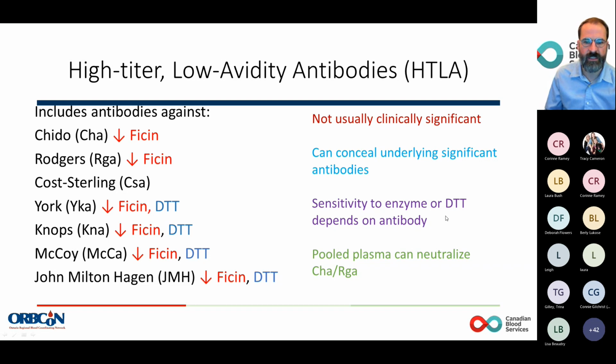Their sensitivity to enzymes or DTT depends on the specificity they're showing. Most of them have some sensitivity to Ficin, where they'll be decreased with Ficin treatment. Some of them decrease with DTT treatment. The Cost-Sterling one is unique in that it doesn't really get affected by either. And a unique feature of the Chido and Rogers system is that pooled plasma can neutralize them. If you mix pooled plasma with the patient's serum, you can make the reactivity go away, so it can resolve it. That's specific to the Chido and Rogers HTLAs.